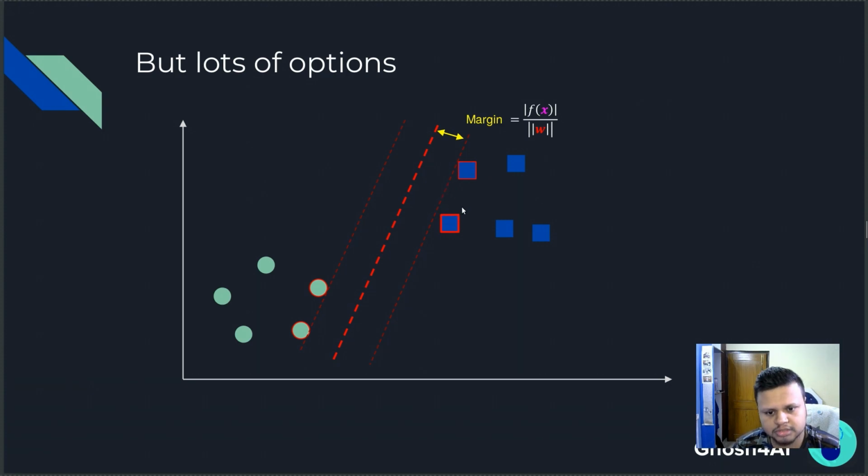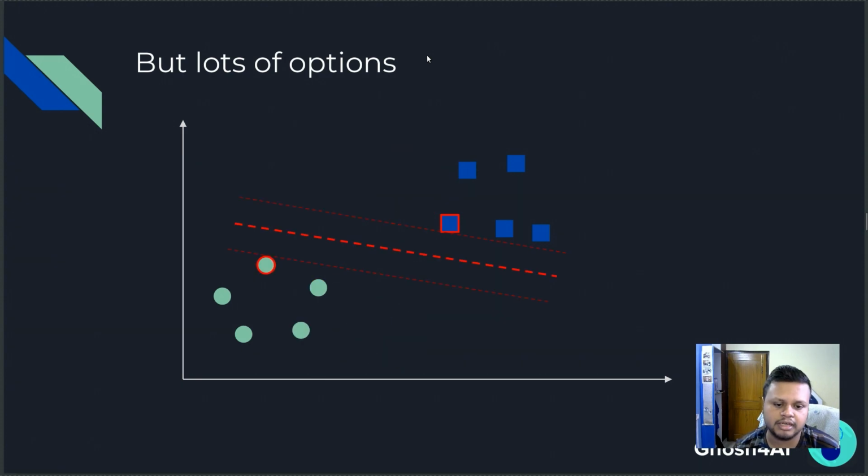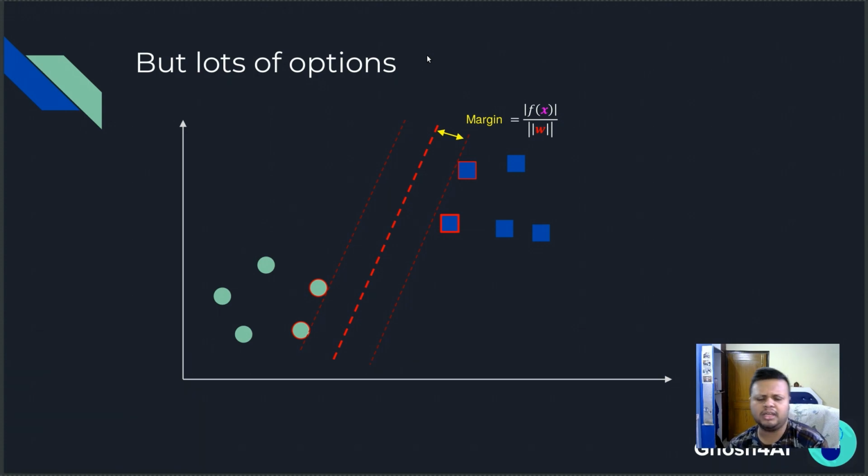The points which are closest to this hyperplane are called support vectors. Basically, if we consider the line as a vector, these are the samples that support this vector, so they're called support vectors, and this entire system is therefore called the support vector machine. Because we have many options for drawing this line, even intuitively we can say that we should draw this line in such a way that the separation between these points, that is the margin, is maximum.